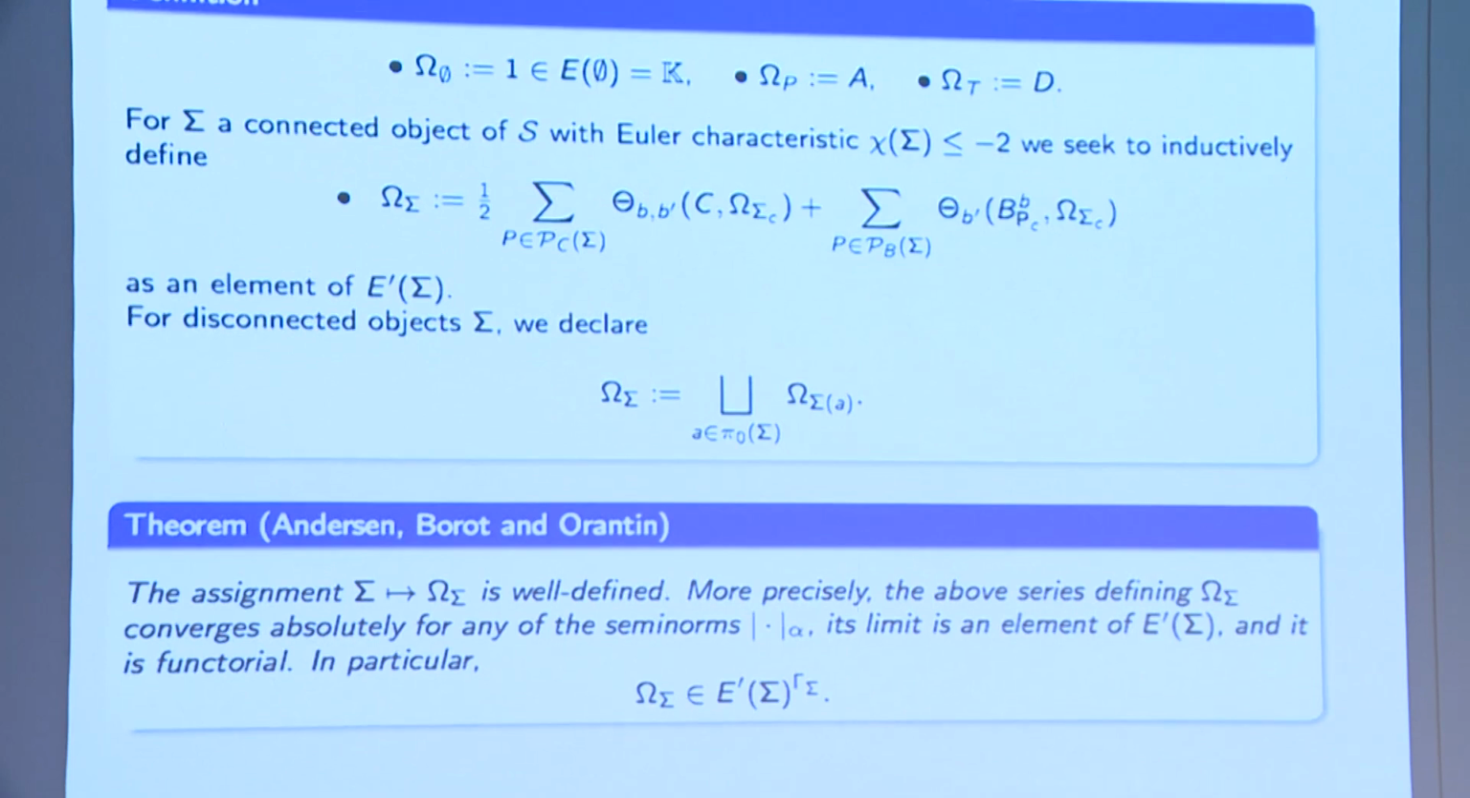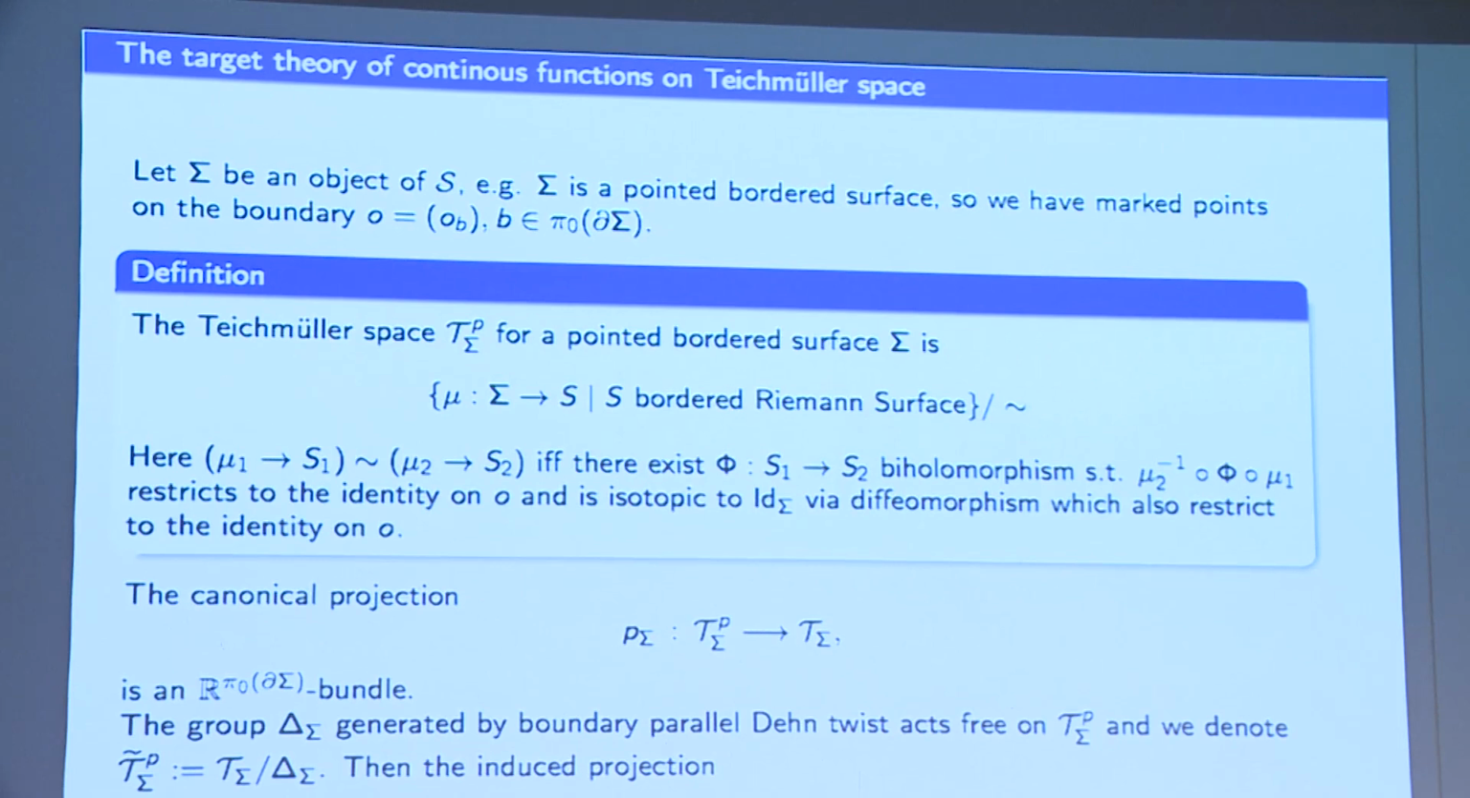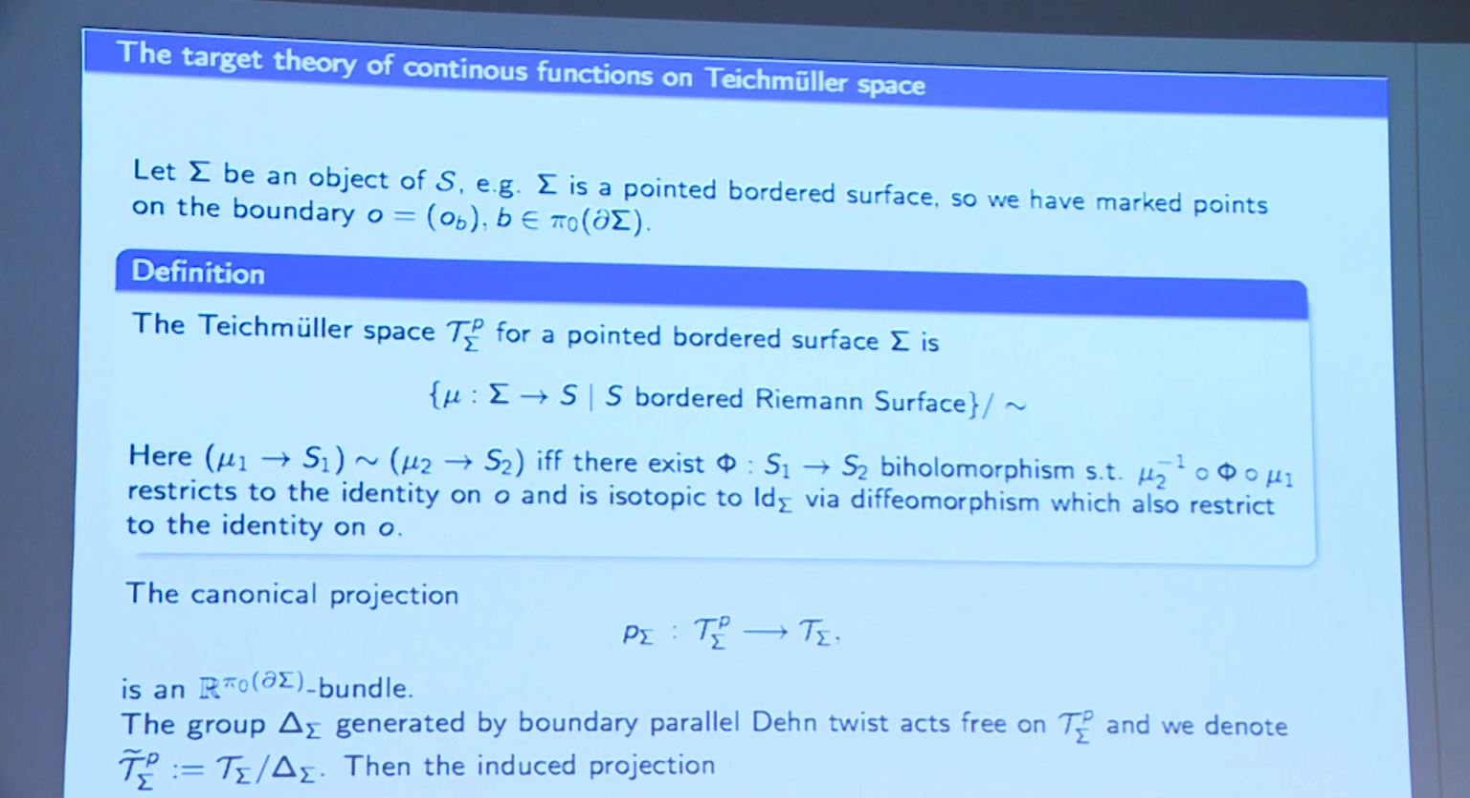Okay, let's go through the example of Teichmüller theory, and let me introduce precisely which Teichmüller space I want. Remember that the objects in this category of surfaces are surfaces where each boundary component has a marked point. I denote those OB here. Now the Teichmüller space of this is defined in the usual way: diffeomorphisms from the surface to a bordered Riemann surface, modulo an equivalence relation.